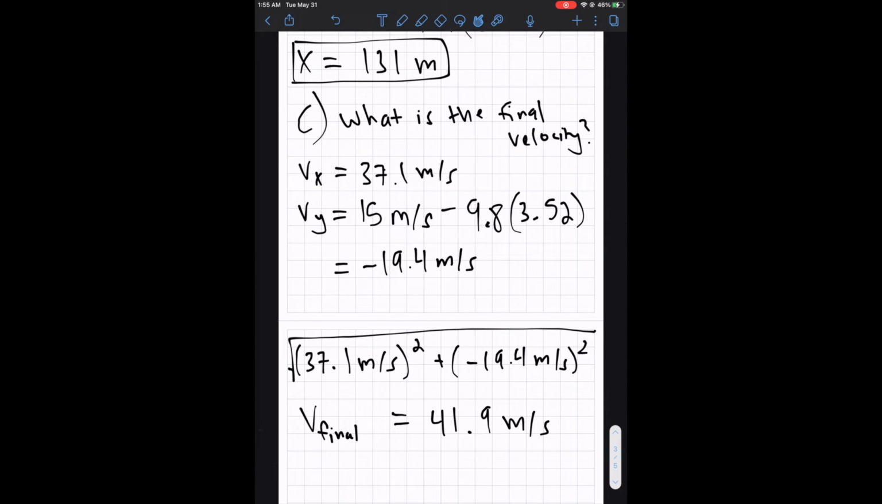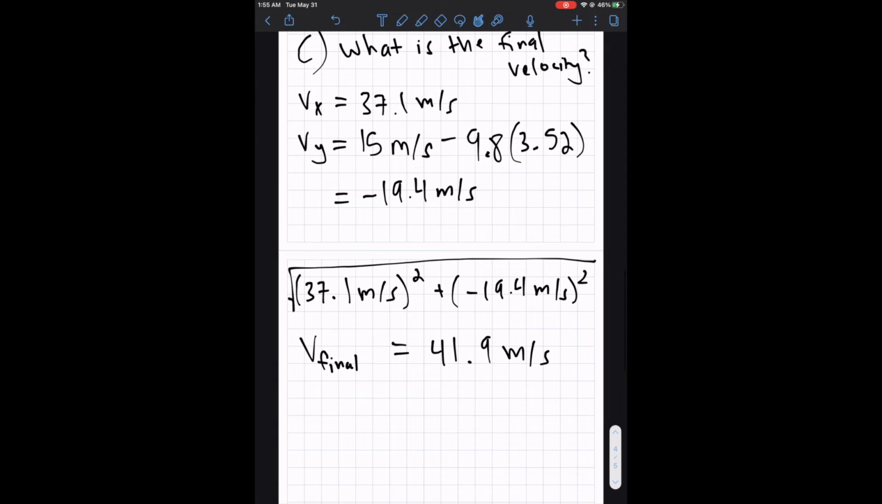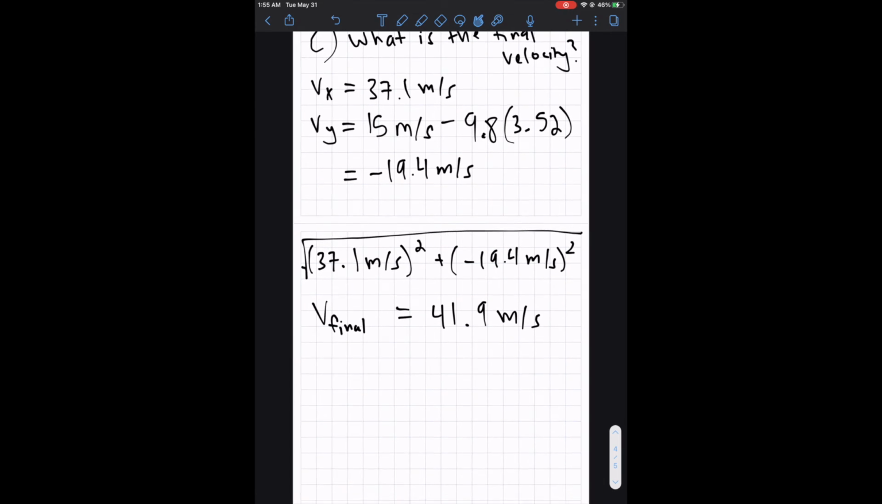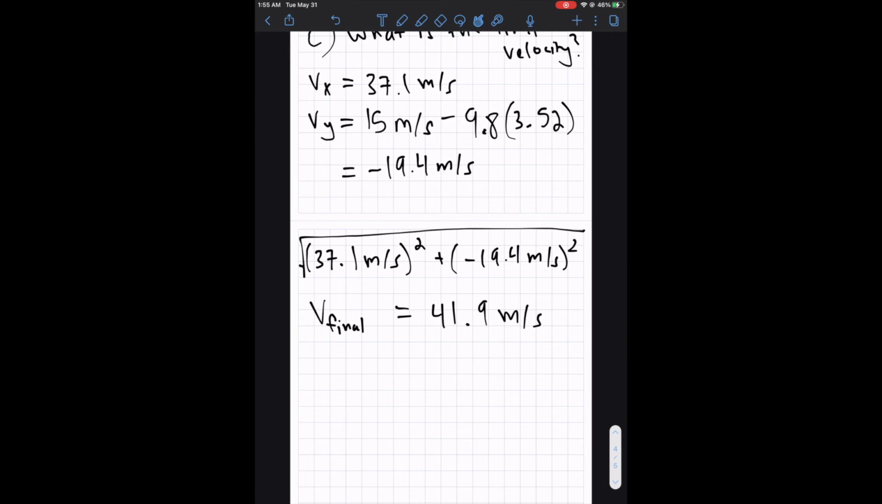Finally, for problem C, we're trying to figure out the final velocity of the ball when it hits the ground. The velocity in the x component, the horizontal velocity, will remain the same, 37.1 meters per second. The y component is the initial velocity minus the gravity times the time spent in the air, which is negative 19.4 meters per second. Then we just take the square root of the horizontal squared plus the vertical squared and get 41.9 meters per second as your V final.